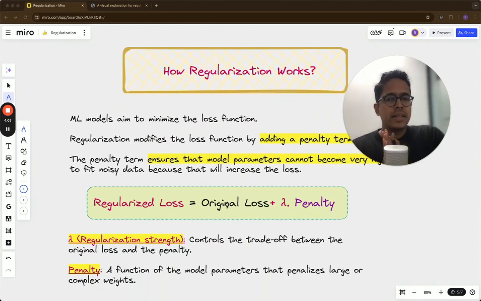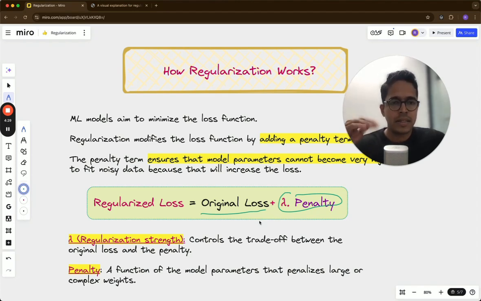How does regularization work? It works by adding a penalty term. So this is the penalty term added to your normal loss function. Whatever your loss function is, you add lambda times a penalty term. I will come to the format of what this penalty term looks like, but see what is happening here. If lambda, which is the strength of regularization, is 0, it means you get back the original loss function. The original loss function could be mean squared error. It could be any loss function that you are using in your ML model.